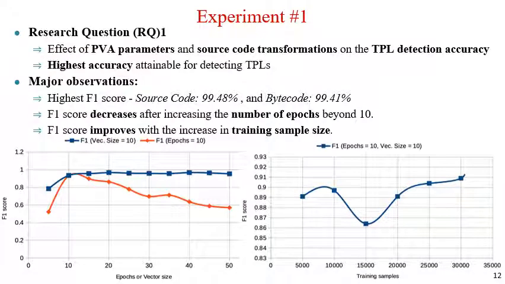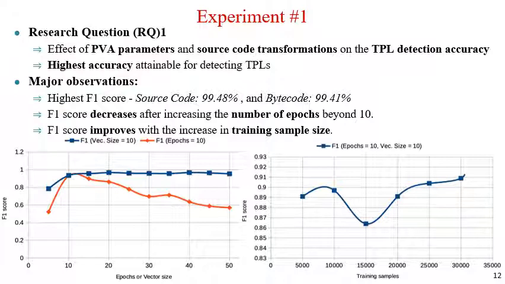So these are the experiments that we performed. Experiment one over here: the main research question was, what is the effect of PVA parameters on source code, and what is the best performance accuracy that we achieve with bloat libd? The highest F1 score with source code was 99.48%, and with bytecode was 99.41%.